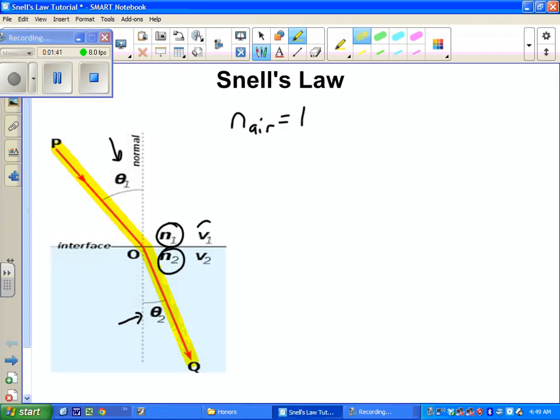And we have these two velocities, v1 and v2. And these two velocities are the velocity of the wave traveling in that medium.